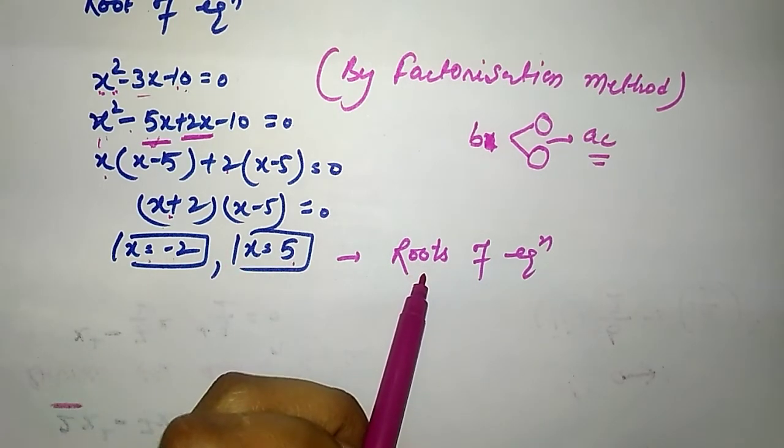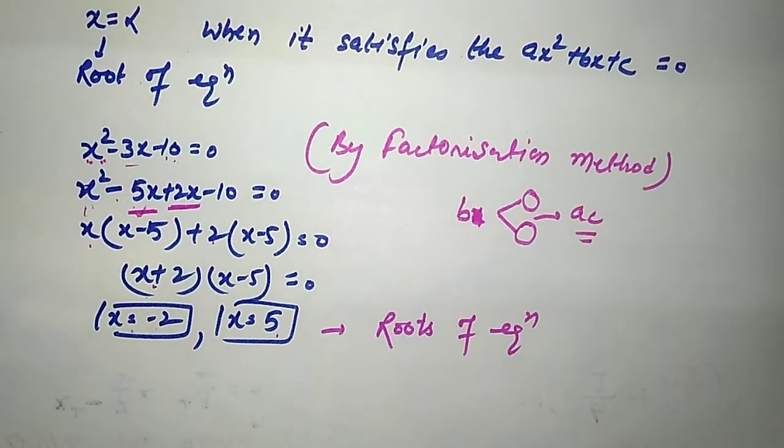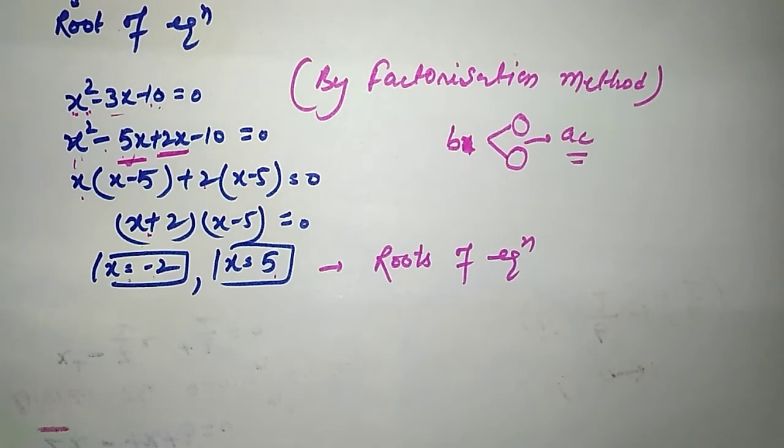And always remember that in a quadratic equation we always have at most two zeros. We cannot have more than two zeros. In some exceptional cases, we are not able to find the zeros of some equations, but in most equations we do not have more than two zeros. Now this is one of the methods.